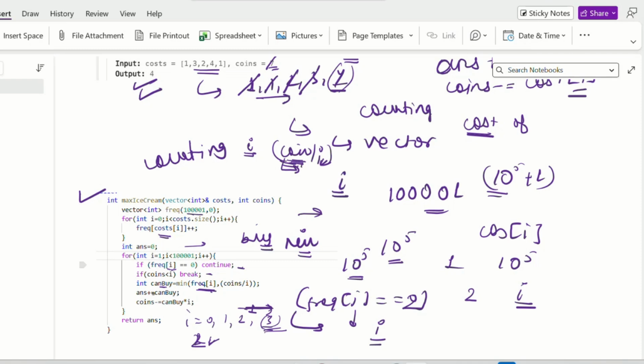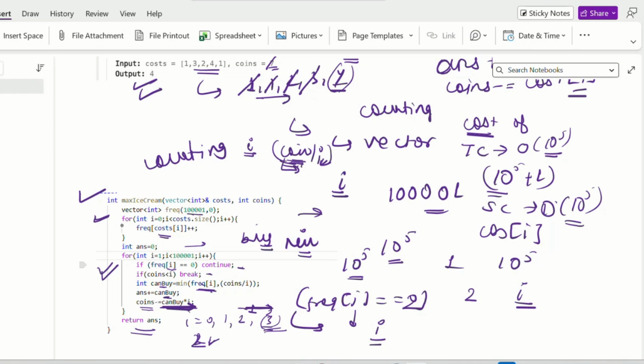Then I can do answer plus equals canBuy, the number of ice cream bars I can buy, and I will reduce the cost of the ice cream bars from these coins. canBuy is the number of ice cream bars, and I is the cost of one ice cream bar. The total cost will be canBuy times I, and I will reduce it from coins, and ultimately I can return my answer. If I look at the time complexity, it will be big O of 10 to the power 5, because I am using this loop, and the space complexity is also big O of 10 to the power 5, because I am using this extra space, the frequency vector.